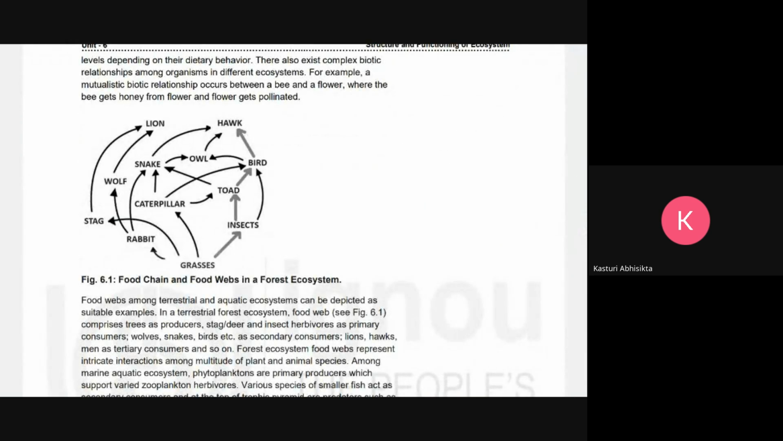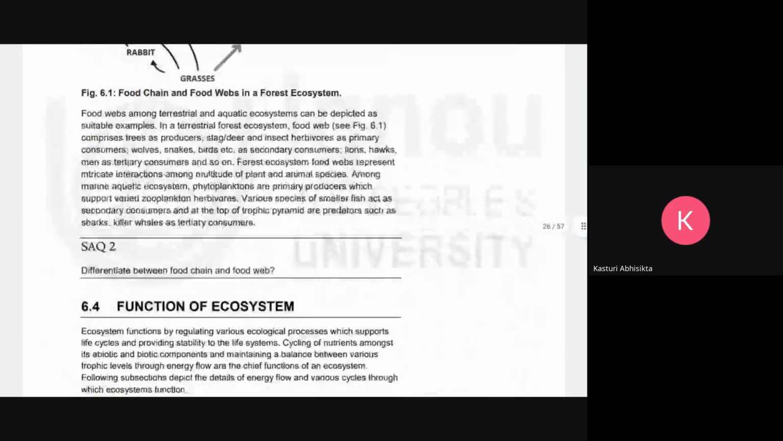So here is an example of a food web. Here you can see that the stag can directly eat the grass. When it is very much interlinked, or when the food chain is complex and it is not following the trophic levels, where from the first trophic level there will be a second trophic level, then a third trophic level, and it is not following that, then we can simply say that this is a food web.